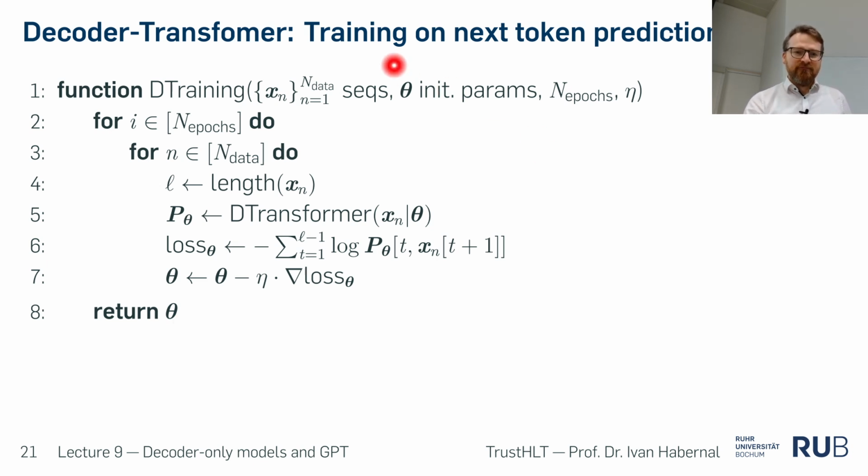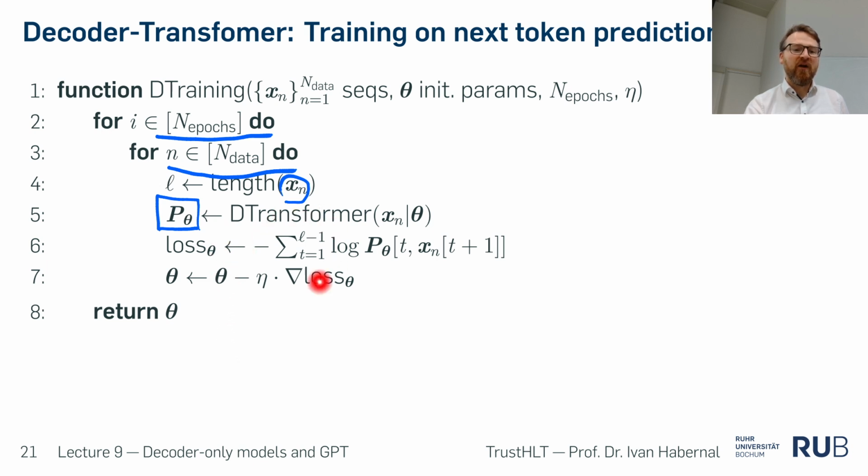So we have some data points. Again, we're running through epochs. We run through a number of data in each epoch, and we're taking an example xn, which is a bunch of tokens. We run it through the decoder transformer, basically through all these layers, to get the final projection matrix. So this is the matrix which projects each word back into the vocabulary.